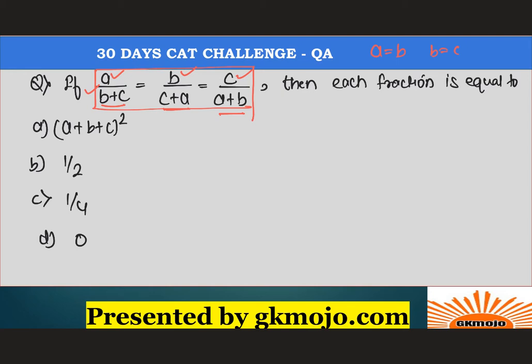Whenever you have this symmetry, you can safely assume that A is equal to B is equal to C. So let's suppose these are arbitrary numbers. Let's say A is equal to B is equal to C is equal to 1, right? So what is it asking? Each fraction is equal to, let's say, A upon B plus C. So everything is equal to 1, so it's 1 by 2. Similarly, this is equal to 1 by 2 and this is also equal to 1 by 2. So basically each fraction is equal to 1 by 2, which is option B.